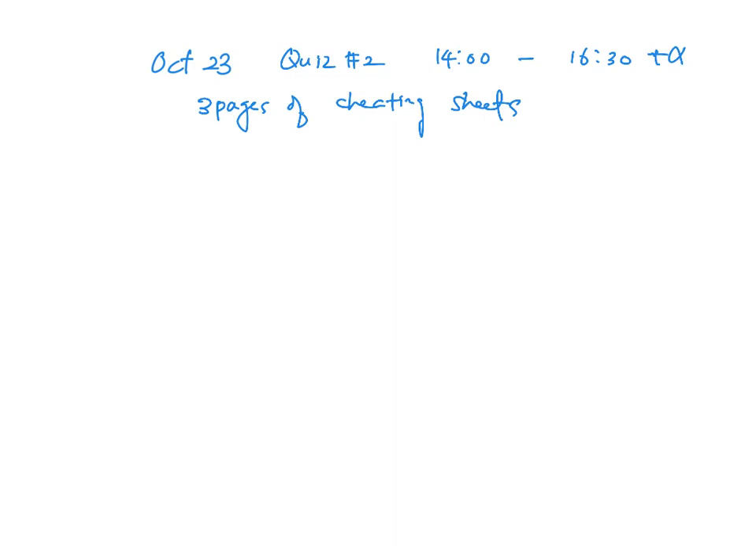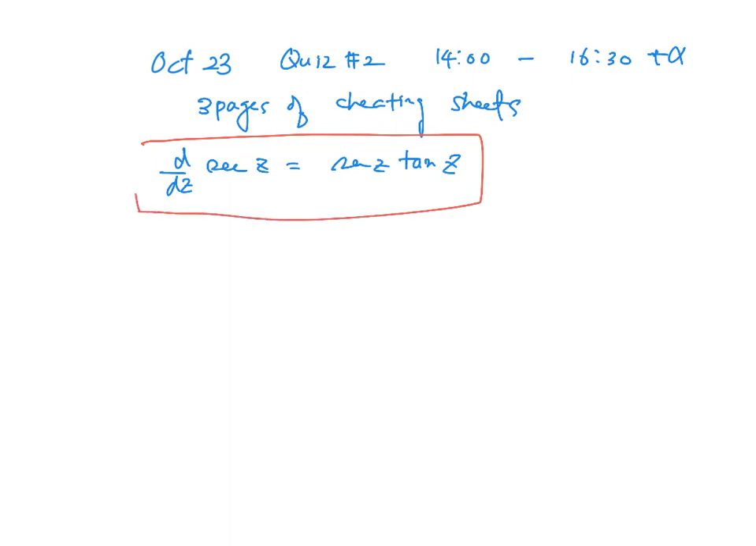And last week I made a mistake. So I found that secant z is secant z tangent z, right? So the previous note I made a mistake. So I hope you make a correction this time. And I don't know, somehow I feel a bit warm, so I'll just take off my jacket.